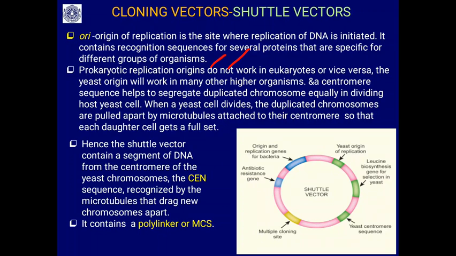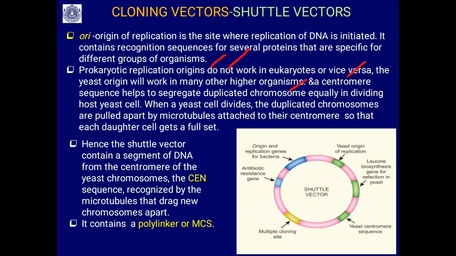Prokaryotic replication origins do not work in eukaryotes, remember. The same origin sequence cannot work, because the replication mechanism is different in prokaryotes and eukaryotes. The yeast origin will work in many other higher organisms. That is the eukaryotic origin of replication, called the autonomous replication system, which works with so many eukaryotic cells. A centromere sequence helps to segregate duplicated chromosomes equally in dividing host yeast cells.